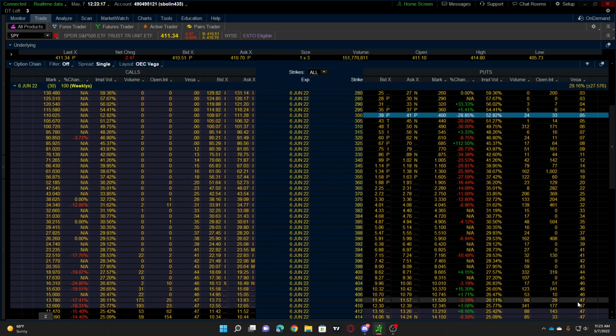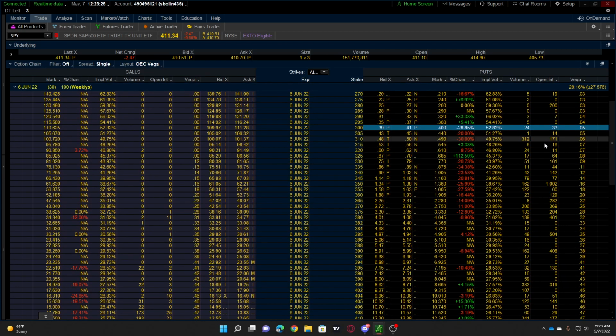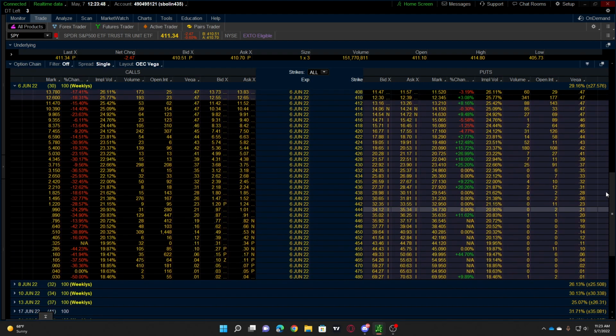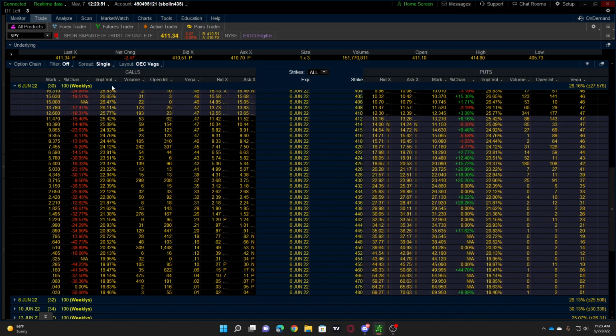We can see that the at the money Vega value is around 47, and as we go lower in stock price, the Vega value got smaller and smaller and smaller. So as the implied volatility got bigger and bigger, the Vega value got smaller and smaller, and the farther we went out of the money, the lower that Vega value got. Okay? It's the same thing on the other side, out of the money on the call side. The implied volatility got smaller and smaller, and the Vega value got smaller and smaller.